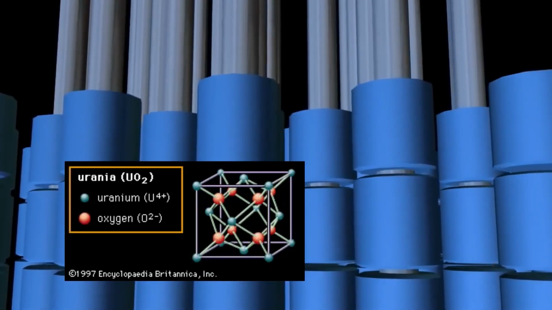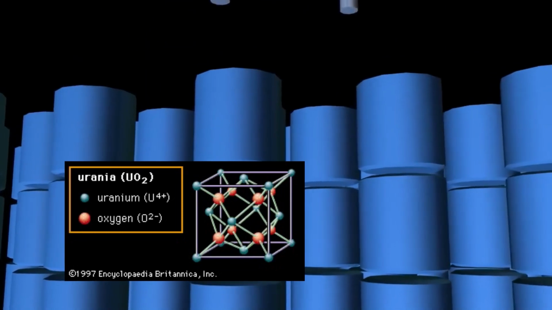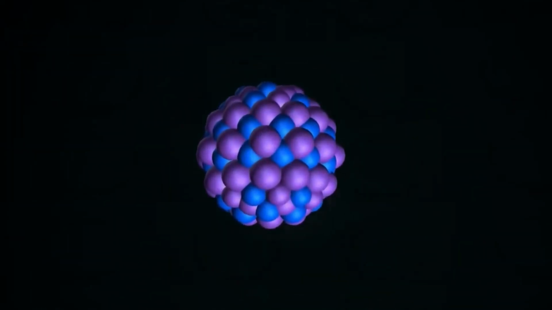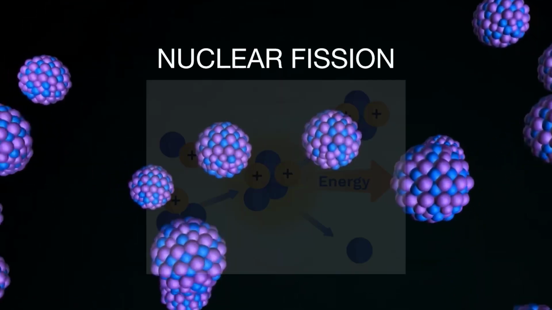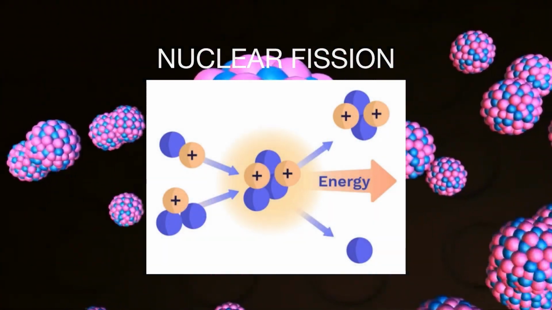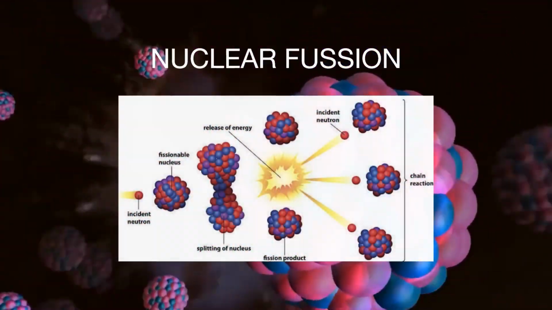Uranium dioxide is one of the fuels that can be used to produce heat in order for a nuclear power plant to generate electricity. The heat can be produced by nuclear fission or nuclear fusion.